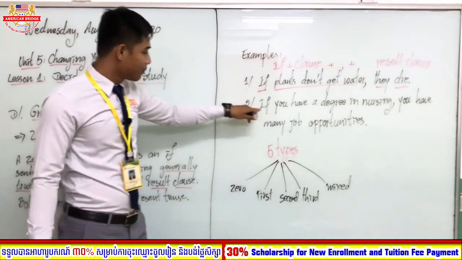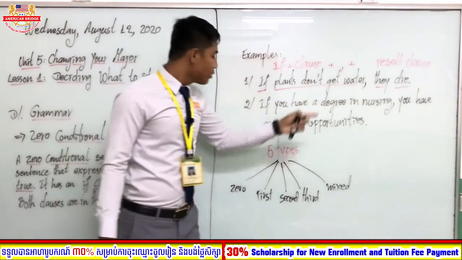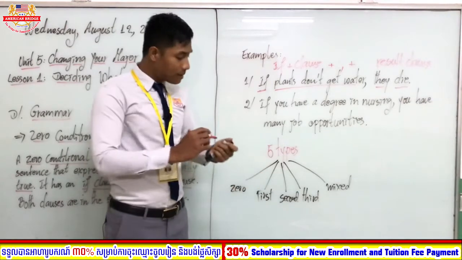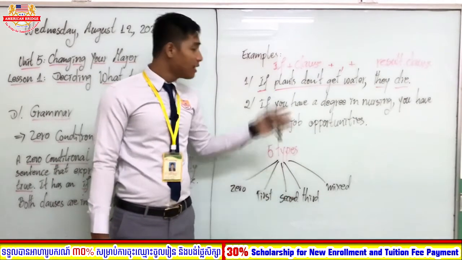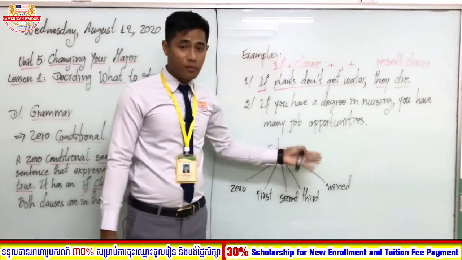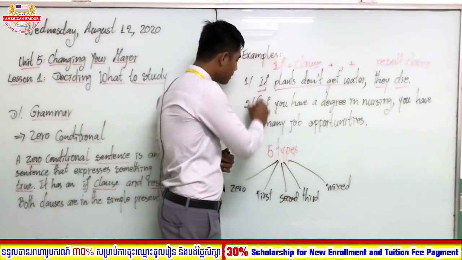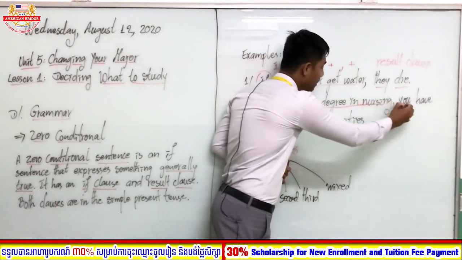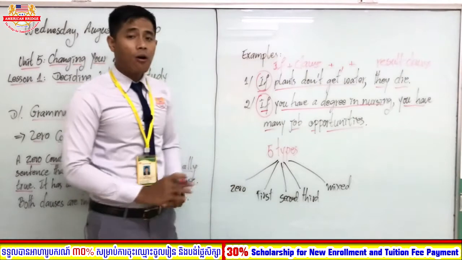Okay. Number 2, if you have a degree in nothing, you have many job opportunities. This is true, okay? If you have a degree in nothing, you have many job opportunities. This is true. So this is the if clause, and the result clause. This is called zero conditional.